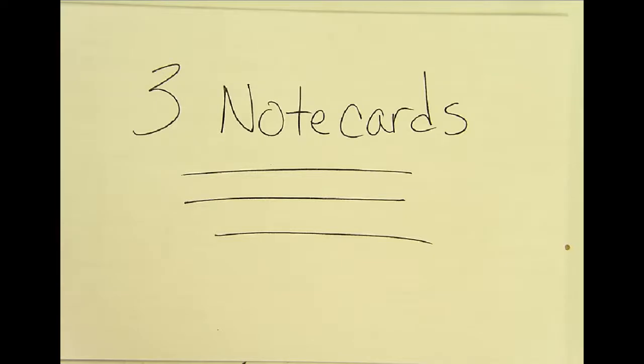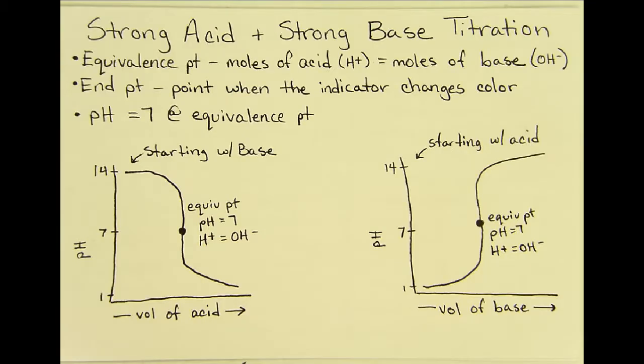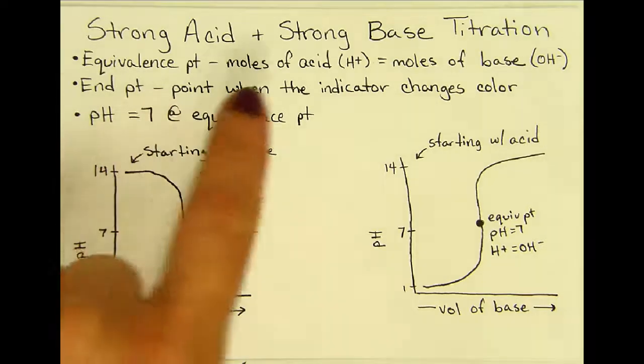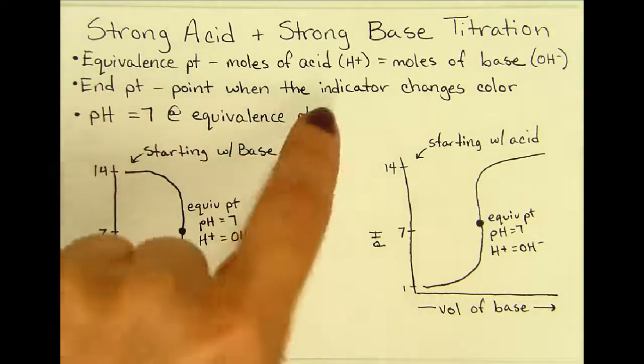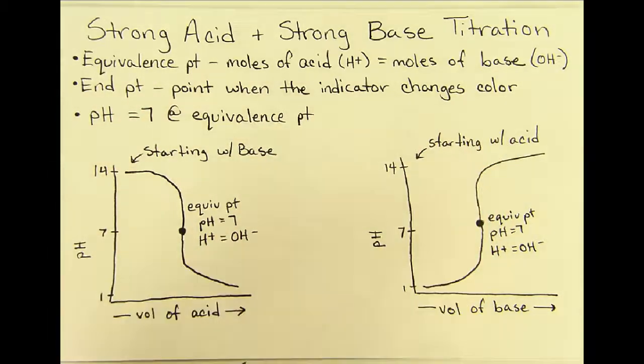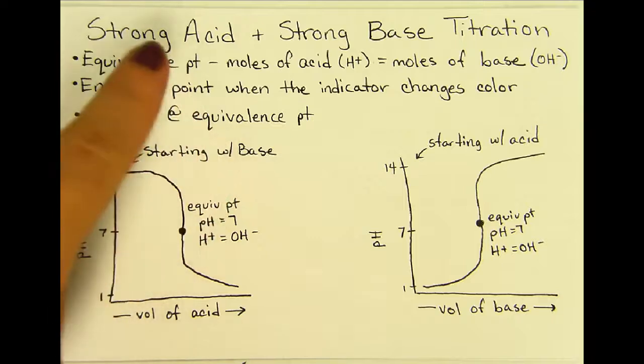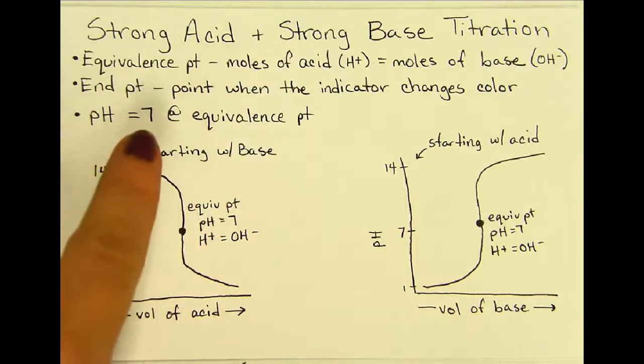We're going to have 3 note cards now. The first one is for strong acid and strong base titration. The equivalence point is when the moles of acid is equal to the moles of base. The end point is the point where the indicator changes color. That's going to be true for all the titrations. But at the equivalence point for a strong acid and strong base, the pH is 7.